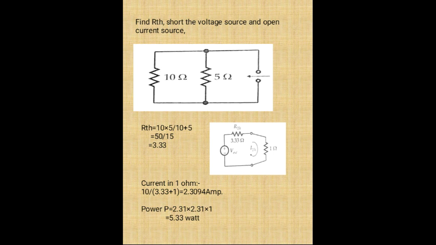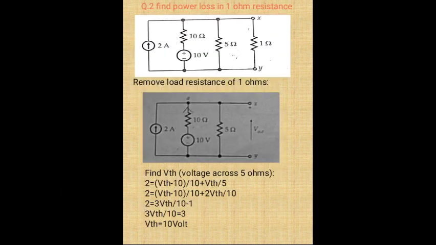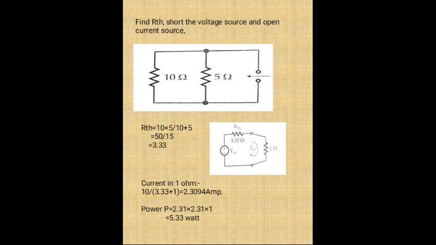Now we have to find RTH. To find the value of RTH in the given network, we first remove the 2 ampere source from the circuit and its terminals are open, and the voltage source of 10 volt is shorted. So there are only two branches of 10 ohm and 5 ohm which are in parallel. So RTH is the parallel of 10 and 5 ohm. So the value of RTH will be 10 into 5 upon 10 plus 5, that is 50 upon 15. Its value is 3.33 ohm.